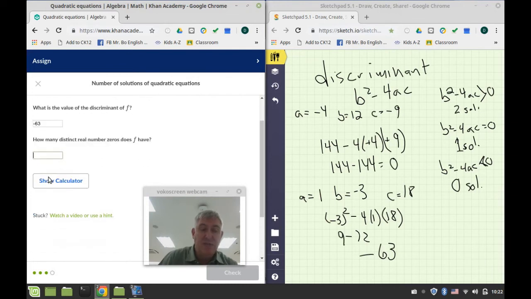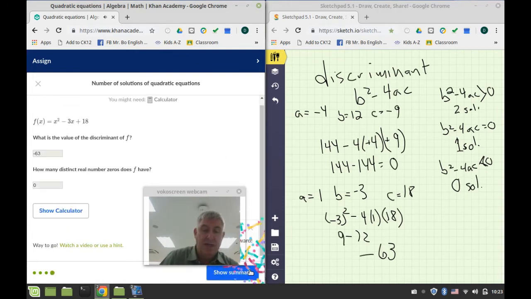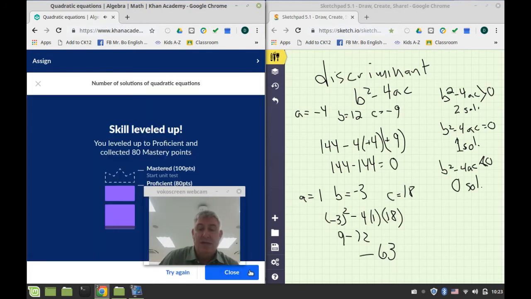And how many distinct real numbers does it have? Well, we find that -63 is less than 0, so it has 0 solutions. And we're done.